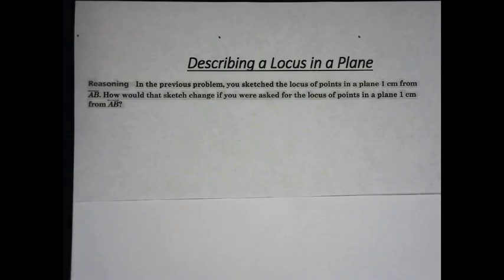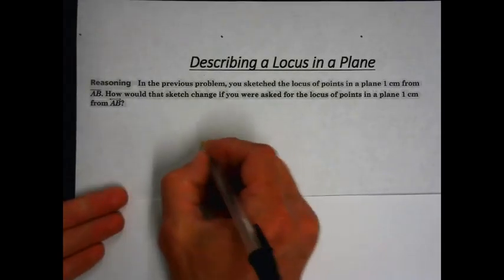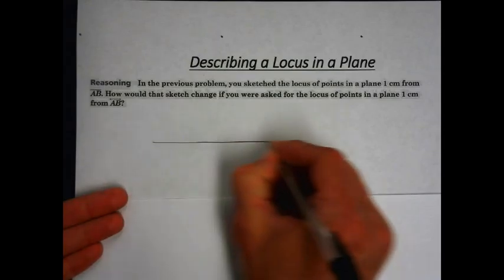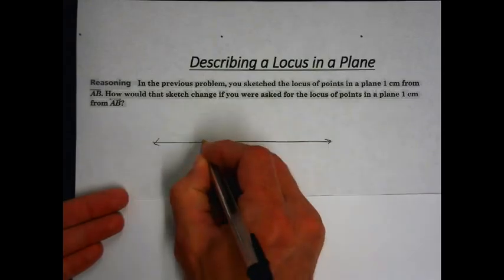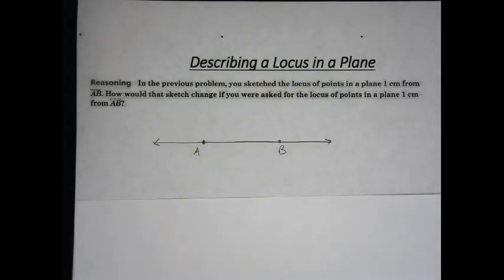The previous problem we sketched the locus of points in a plane 1 centimeter from a segment. Remember that, the segment. How would the sketch change if we're going to find the locus of points 1 centimeter from line AB? Ooh, line AB. Let's draw that. Line AB goes on forever, correct? You remember that from lesson 1 of the year. So line AB goes on forever.